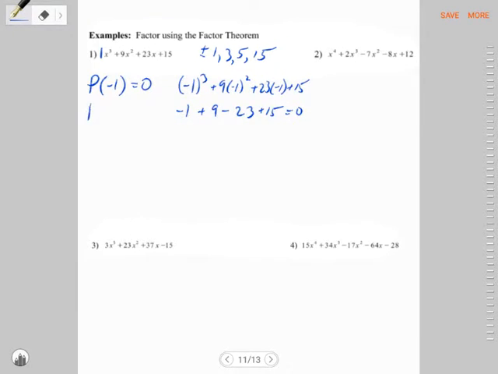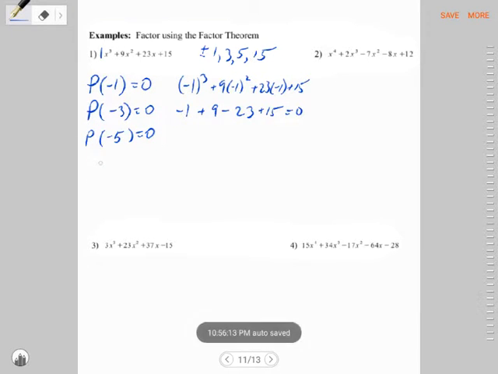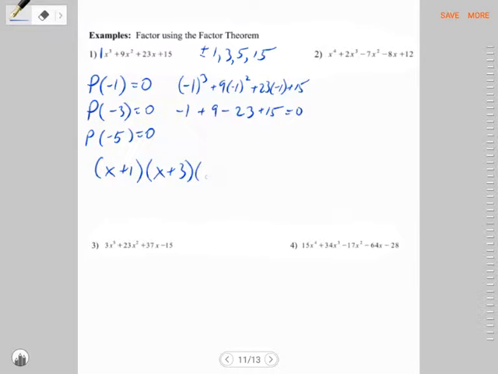So the other ones for this, -3 works, and the other one is -5. And again, with any other combination the remainder does not equal 0, so that means it's not a zero. So if these are the zeros, then of course the factors are x plus 1, x plus 3, and x plus 5. So that's how we factor these higher polynomials.